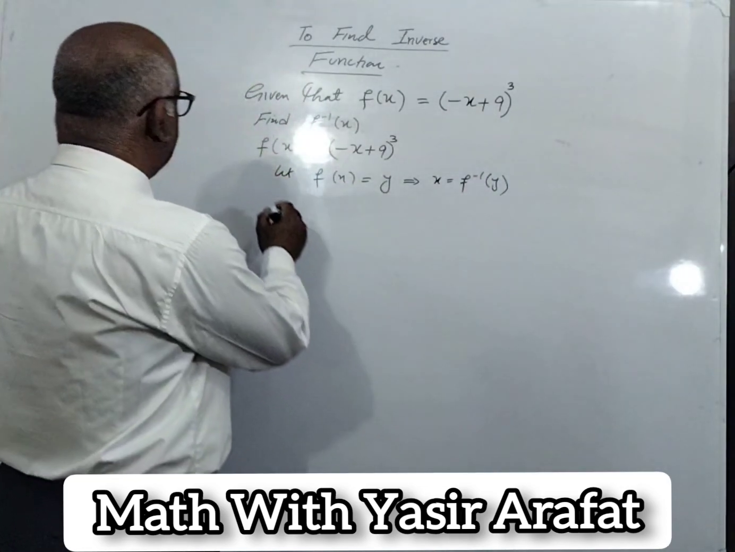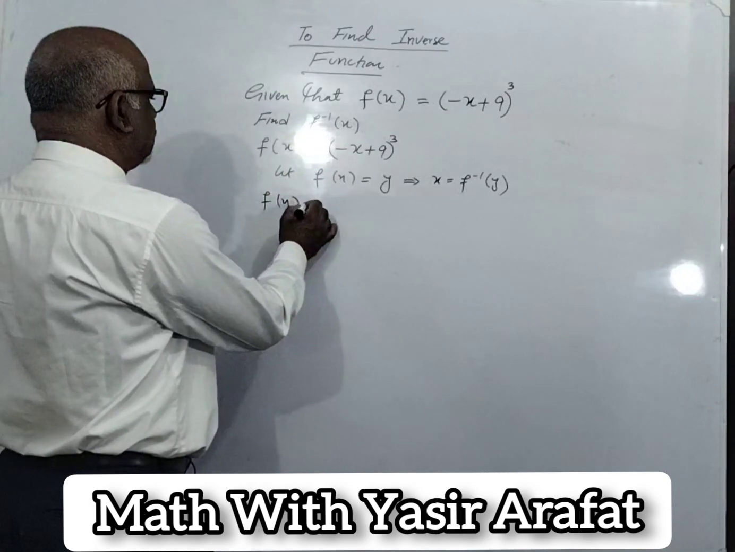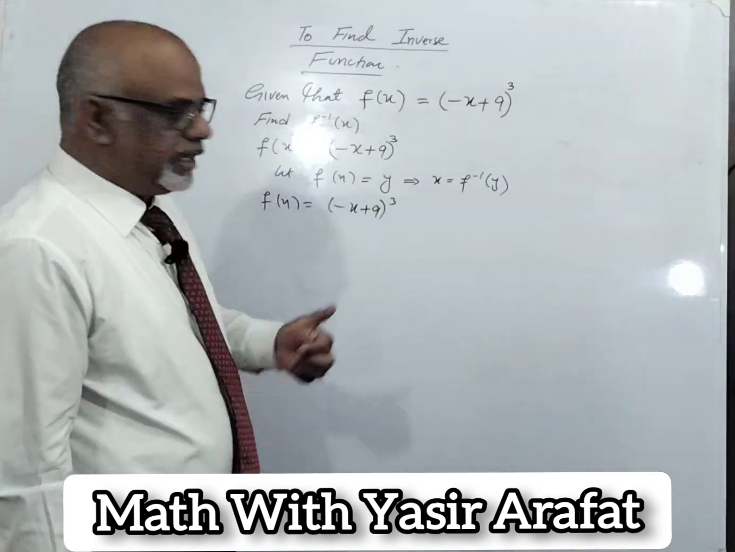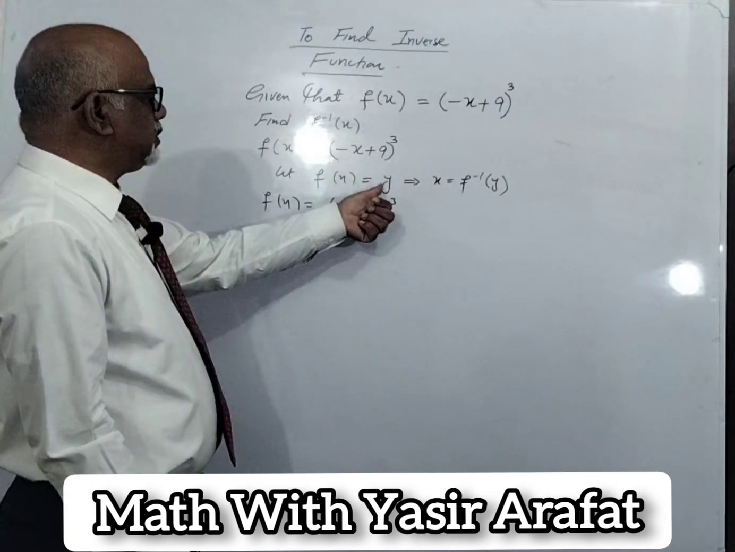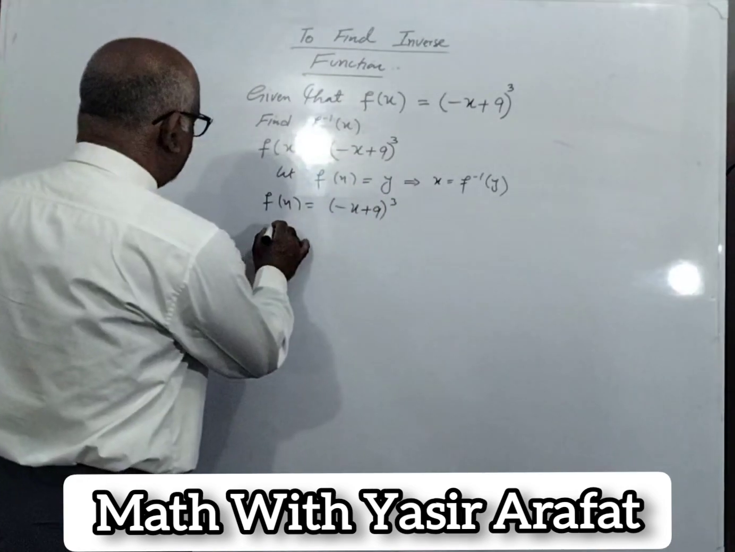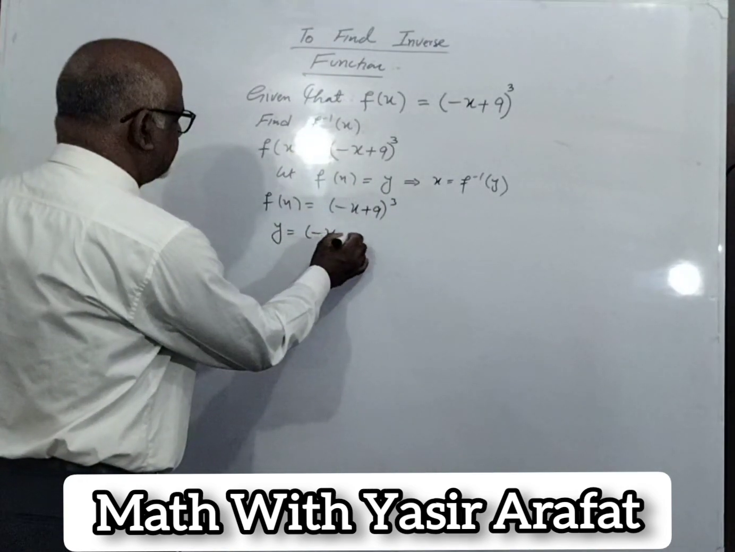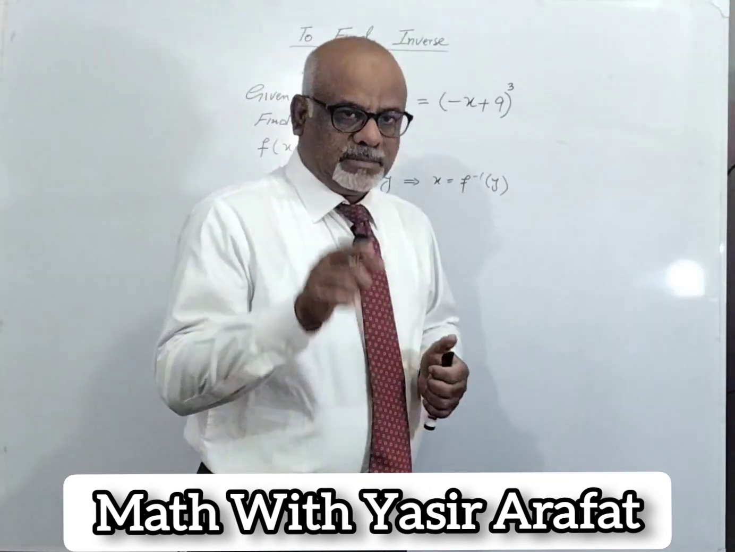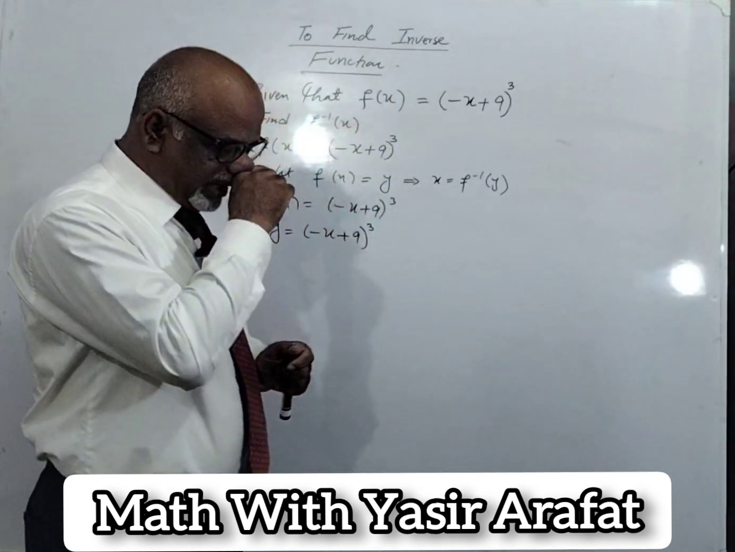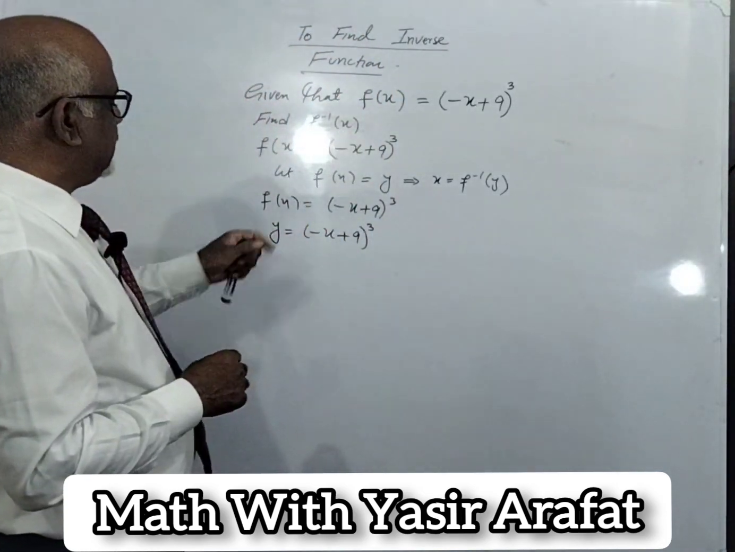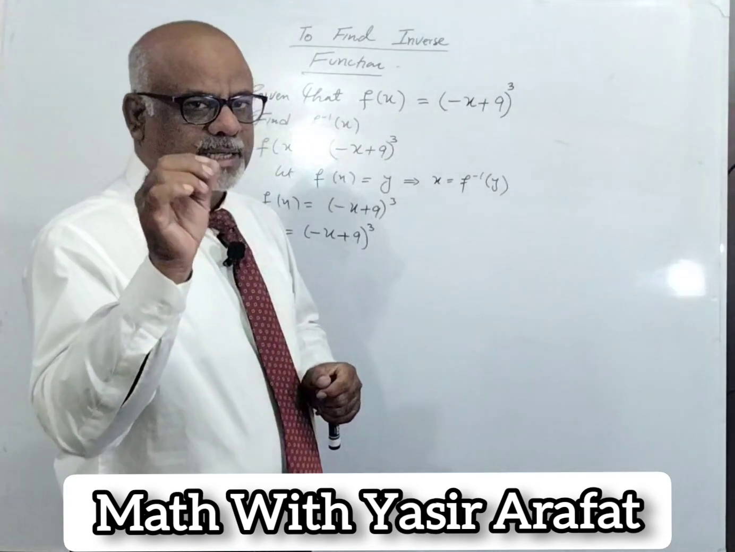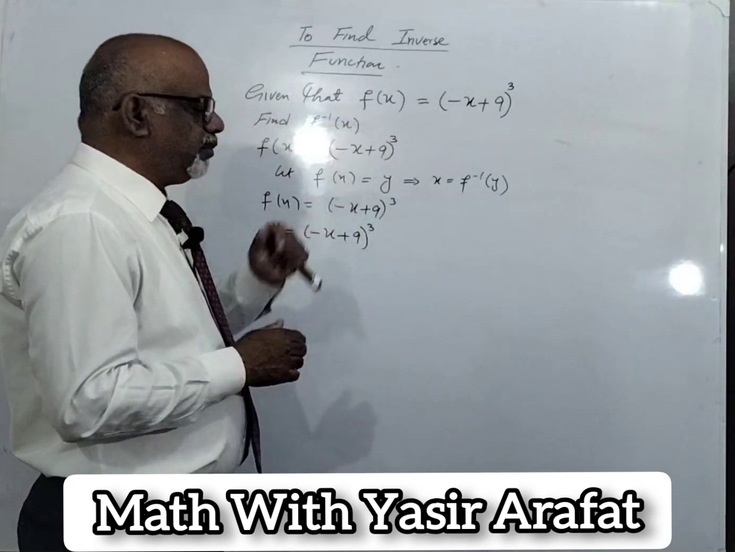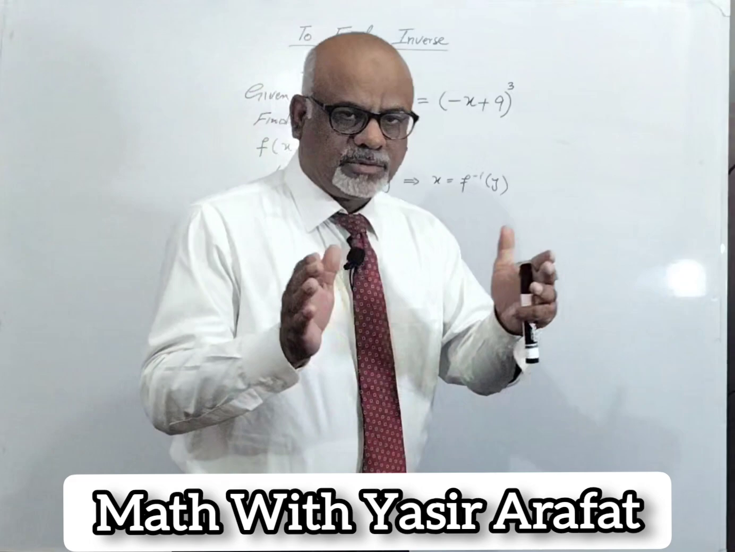Write down the question again here. f of x is equal to (x plus 9) power 3. So what is the value of f of x? We have to suppose that it is equal to y. So we just have to put the value of y here. We have discussed in my first lecture how to find the inverse. When we put f of x equal to y, then we have to separate x. So here it is (x plus 9) power 3, and we have to separate x here.